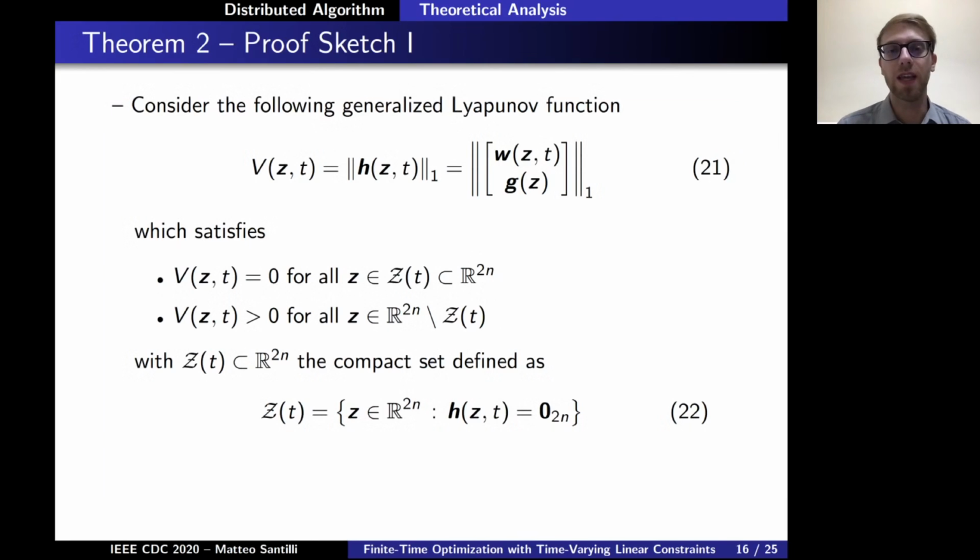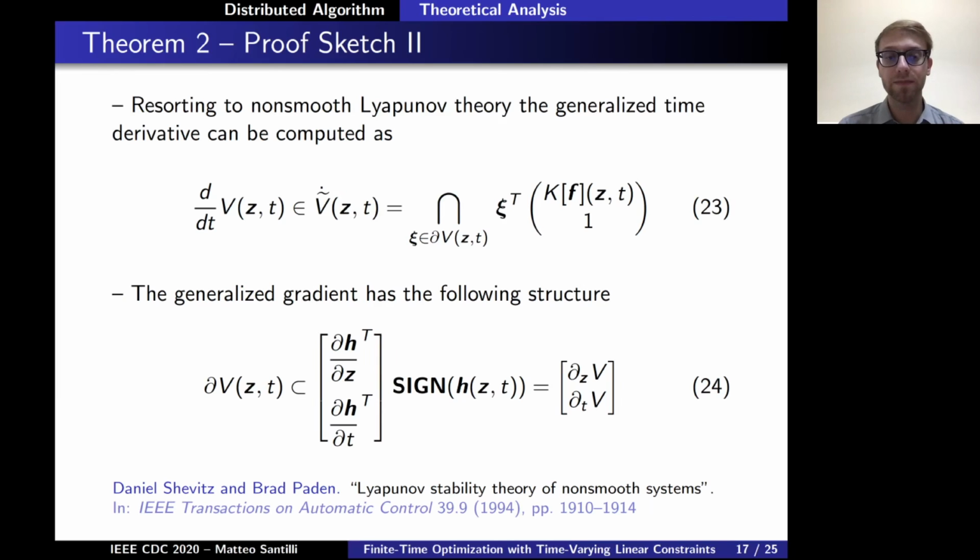To prove this result, we consider the generalized Lyapunov function presented in equation 21, which is the norm 1 of the stacked vector H, which is positive for all the Z that are outside the calligraphic set Z, and is equal to 0 for all the Z that are inside this calligraphic set. That is defined as the zeros of the function H, and it is compact, by virtue of what we discussed earlier. Now, resorting to nonsmooth Lyapunov theory from the works of Shevitz and Paden, we can compute a generalized time derivative as in equation 23, where in our case the generalized gradient assumes the form in 24, where the bold sign vector is the set valued sign vector. So when a component could theoretically assume values equal to 0, instead it can take any value within the interval -1, 1, with both values included.